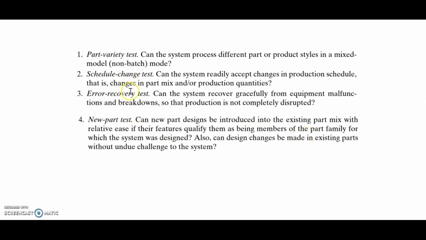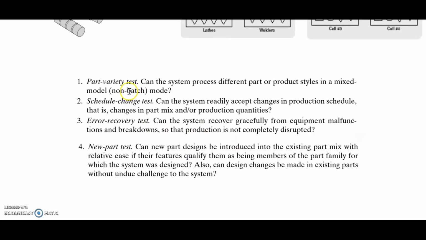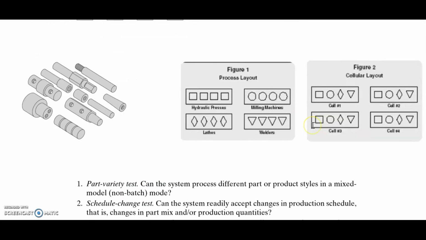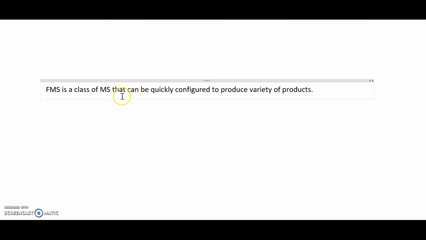So these are the 4 tests, and if the answers are yes for all the tests, we can say that the system is a flexible manufacturing system. So FMS is a class of manufacturing system that can be quickly configured to produce a variety of products. You can read the rest of the slides. Please read thoroughly and understand the concepts in FMS.